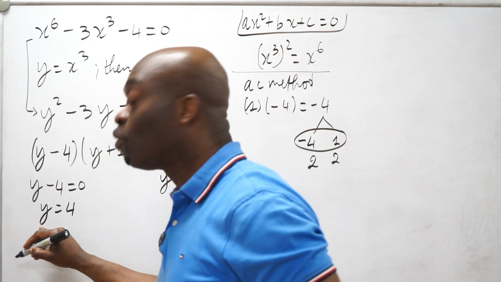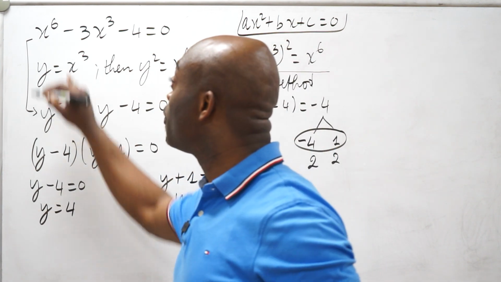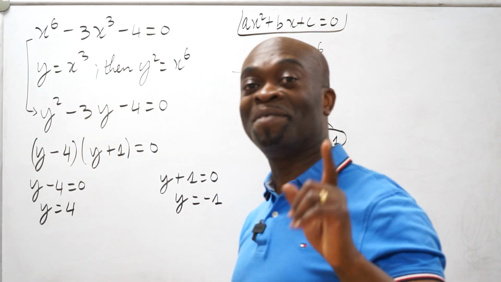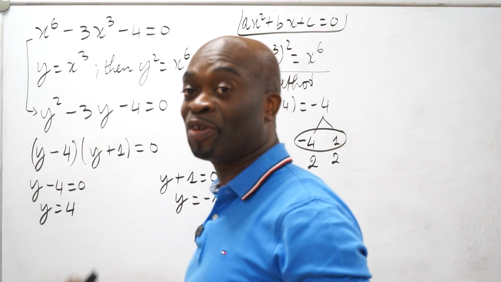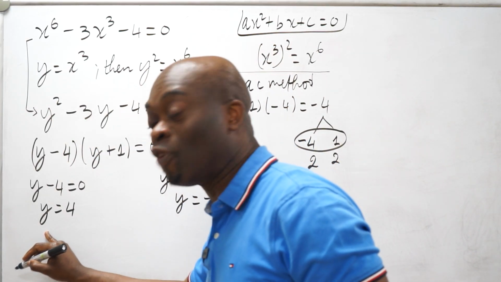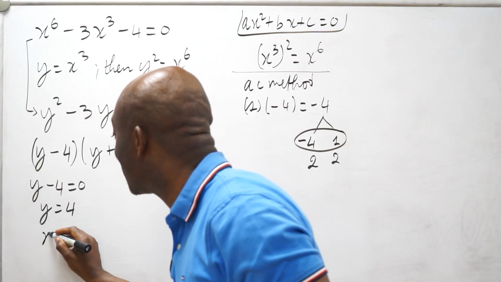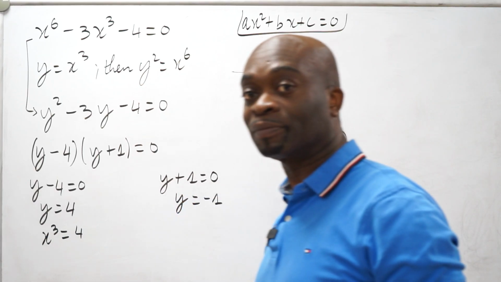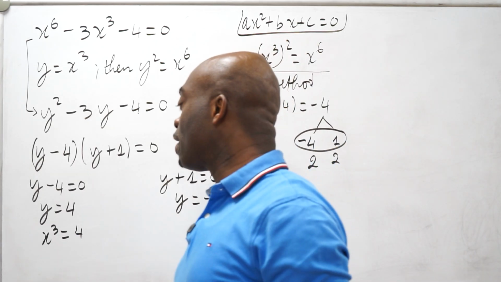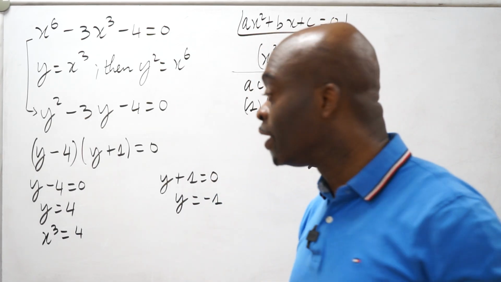Now, what are we solving for? y? No, we're solving for x. Keep that in mind. But what did we establish? We established that y equals x to the third power. So because we have y equals 4, what's going to happen? This is going to be x to the third equals 4. All right? Once we have x to the third equal to 4, so that means what?